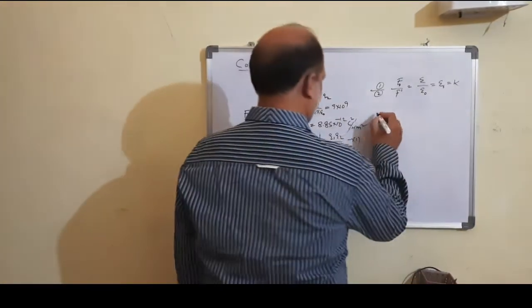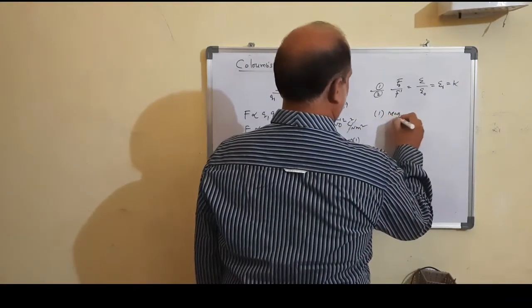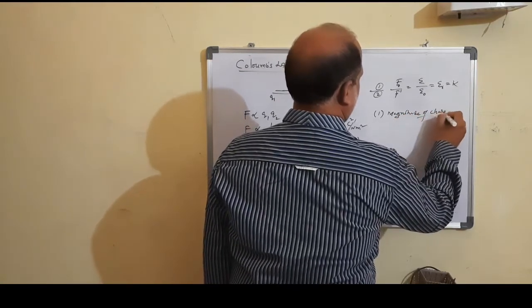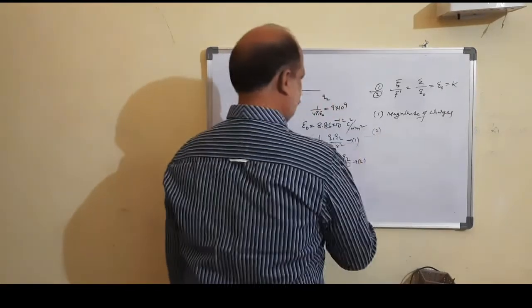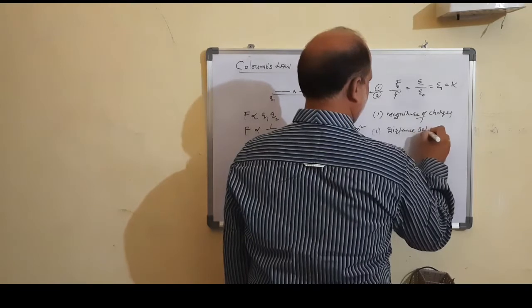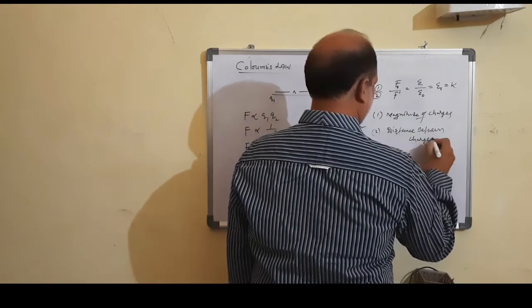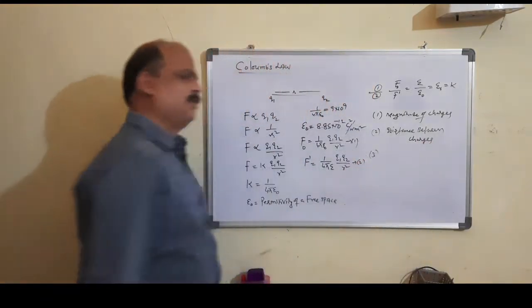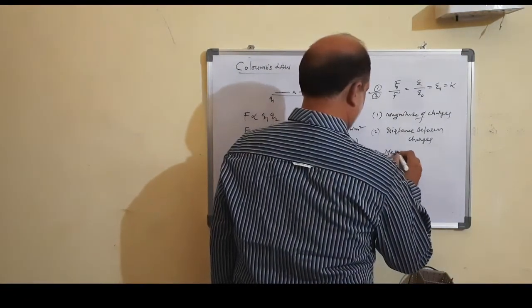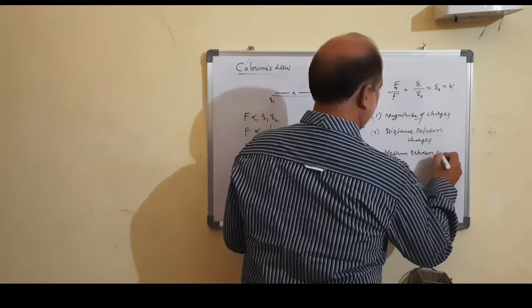What are these three factors? Number one, magnitude of charges. Number two, distance between the two charges. Number three, the medium between the charges.